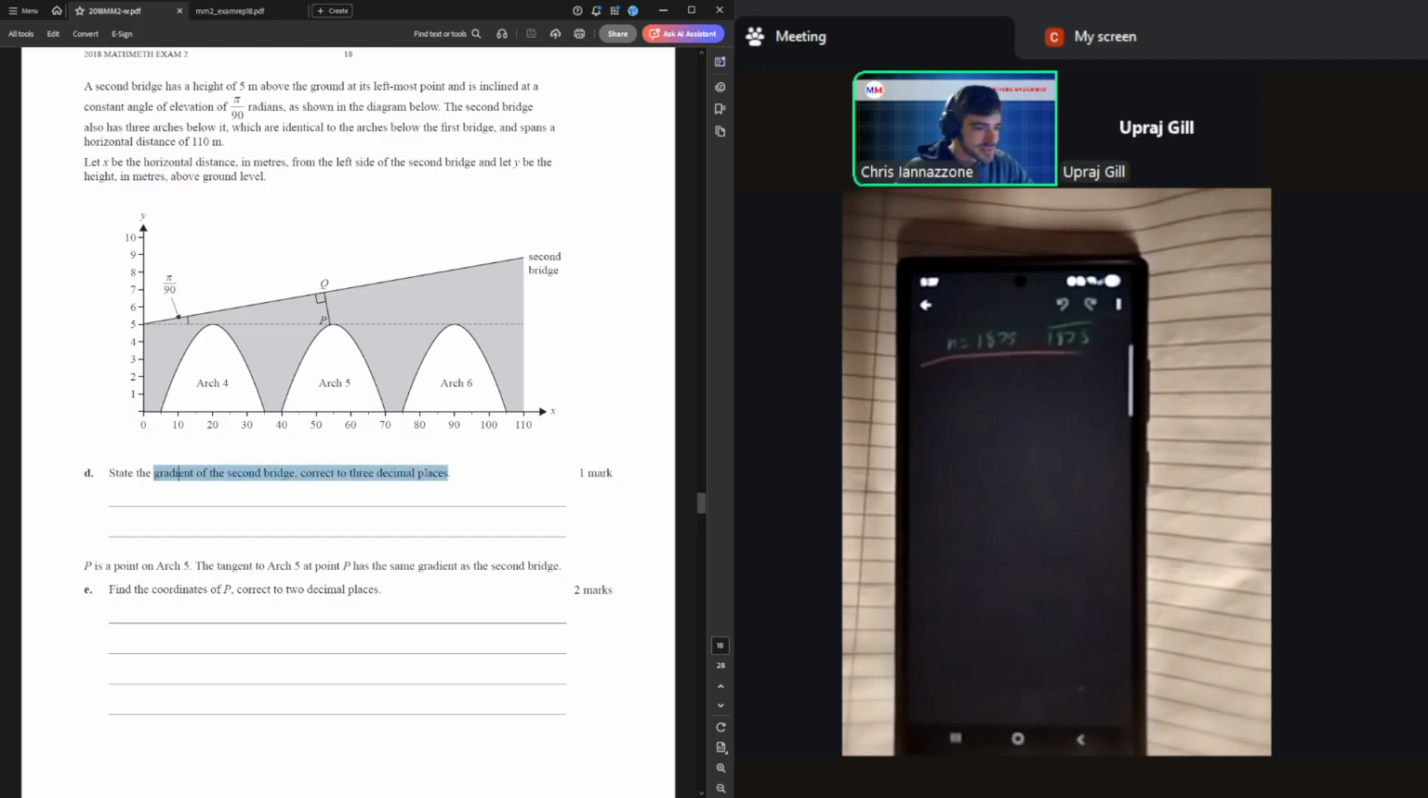State the gradient of the second bridge. So it's up at 2 degrees. Pi on 90, 2 degrees. What's that? Because 360. I think you multiply a radian by 180 on pi. Yeah, 180 on pi. 180 divided by 90. Yeah, okay. Good point. 2 degrees. Second bridge also has 3 arches below it.